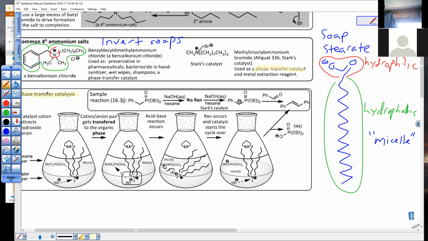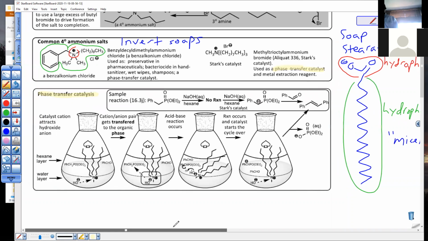All right, it's got 3 octyl groups and a methyl group. And it's an ammonium ion because it has 4 R groups. And its trade name is Aliquot 336. That should ring a bell to some of my lab students who used it in the lab. And this is the lab reaction down here.